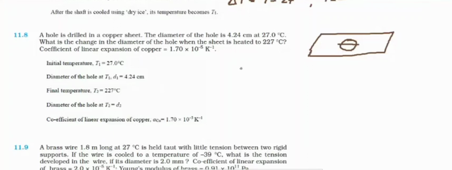So accordingly, we can apply the formula for linear expansion again. Delta L is equal to L alpha delta T. Alpha is given, and the original length, the diameter 4.24 centimeter, is the value of L. Then delta T you can calculate, that is 227 minus 27, so that the value of delta L can be calculated.